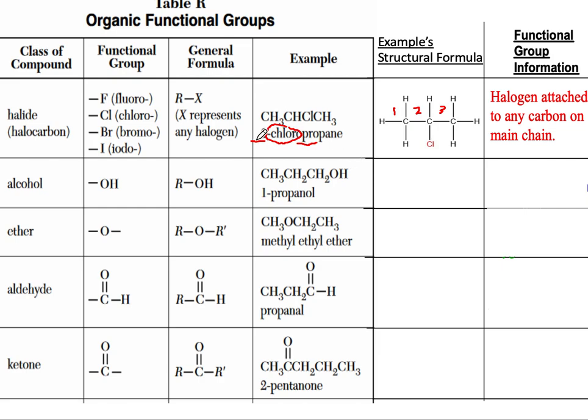And you have to put the location of the chlorine, because if the chlorine, let's say, were on this carbon, it would be a different compound. That would be 1-chloropropane.